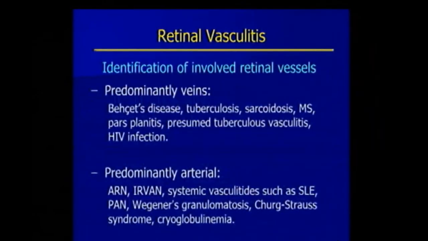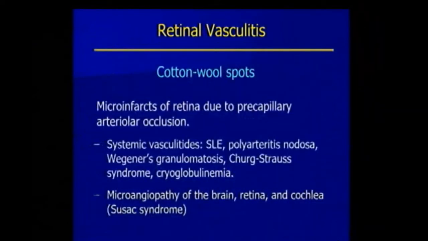Now, when you examine a patient with retinal vasculitis, you have to look if it is affecting veins or arteries. Because if it's affecting veins, you can think about Behçet disease, tuberculosis, sarcoidosis, multiple sclerosis, pars planitis, and HIV infection. If it is affecting the arteries, you can think about acute retinal necrosis, IRVAN, we shall discuss this later, and systemic vasculitic entities, such as systemic lupus erythematosus.